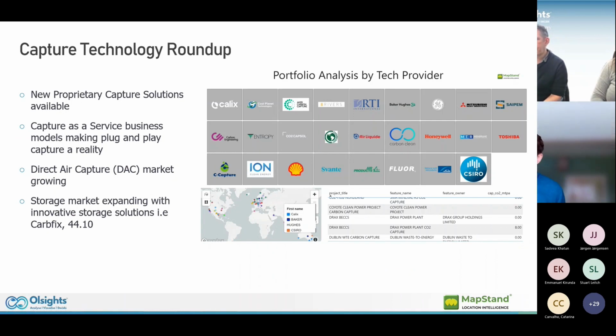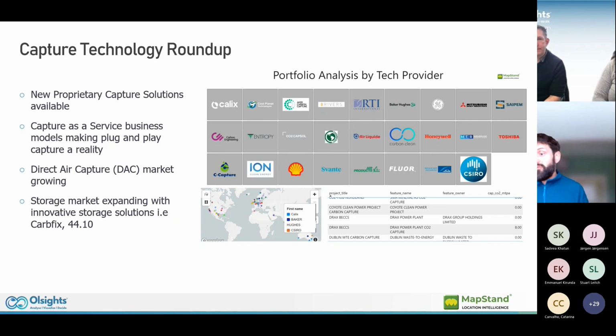One of the things that we're doing alongside understanding projects is trying to understand a little bit about the technologies that are being implemented and the companies involved in developing carbon capture technology. I'm not going to go into any real detail on the methodologies of capturing CO2. This slide here has lots of logos on, so if you're interested in researching and finding out about some of the technologies that are being employed or marketed to the industry, this can be a place to start. But what we are seeing is a very, very fast development of new and proprietary capture solutions.